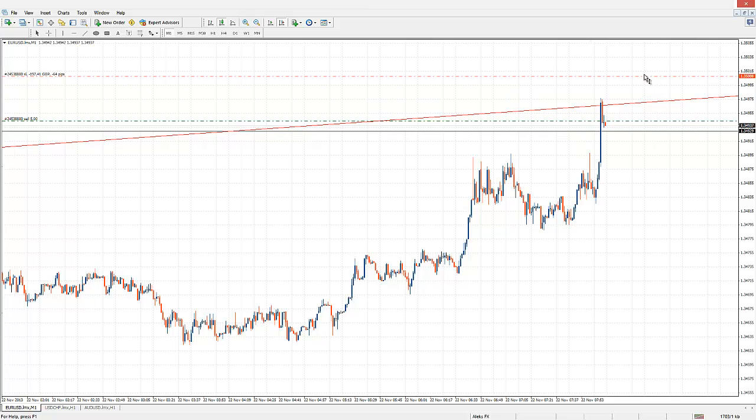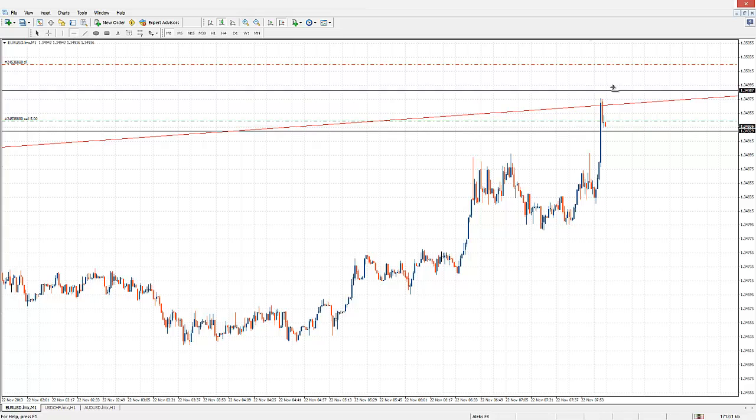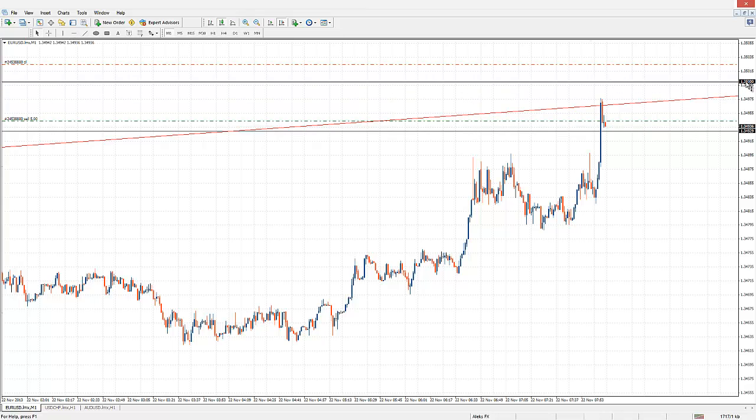See, we've got the 135 handle, or 13500 area just above us now. That is a key level in the marketplace, and a lot of traders watch that, especially for option expiry. So I want my stop just above in case we have a large surge up.